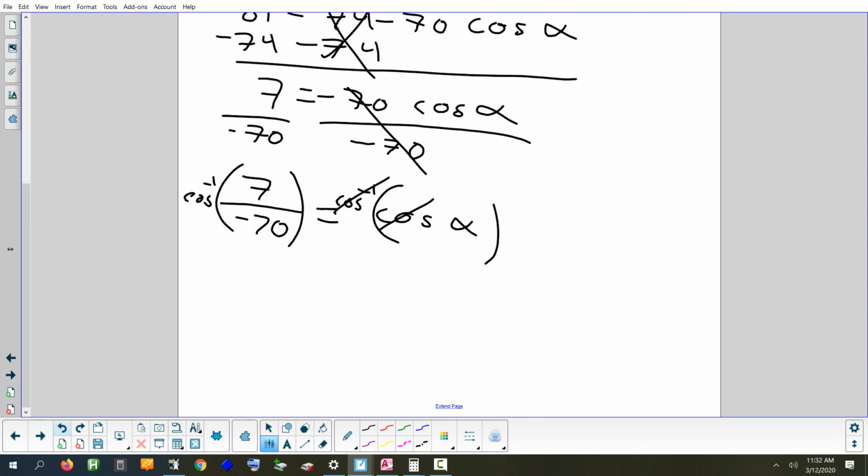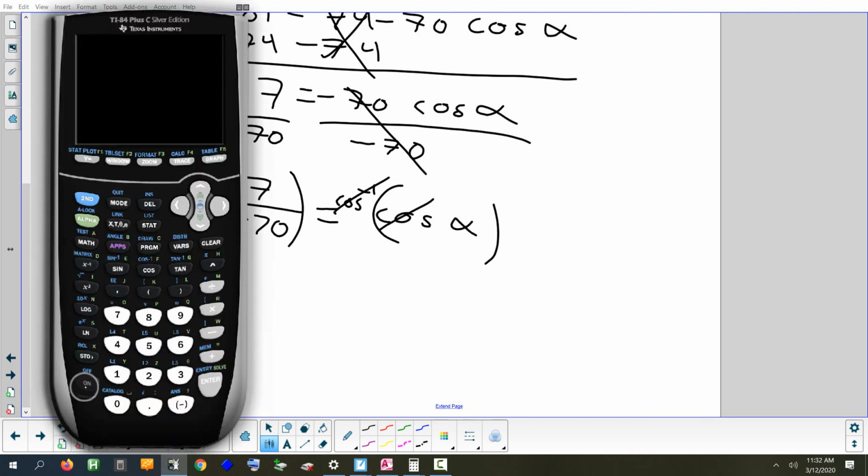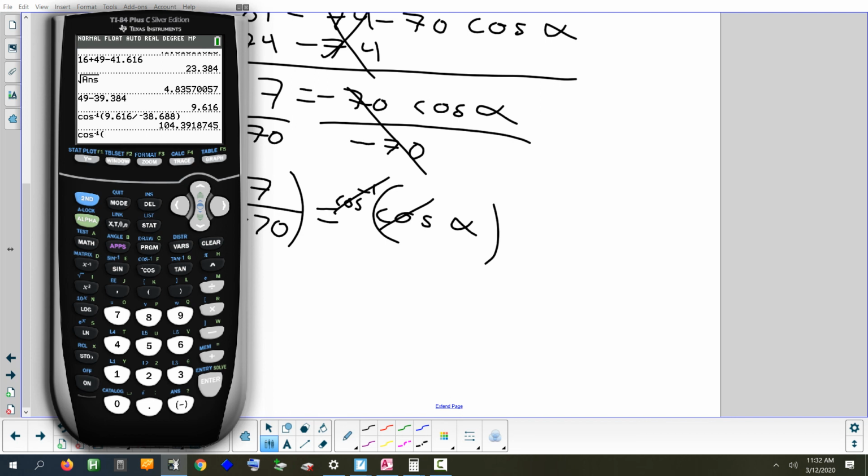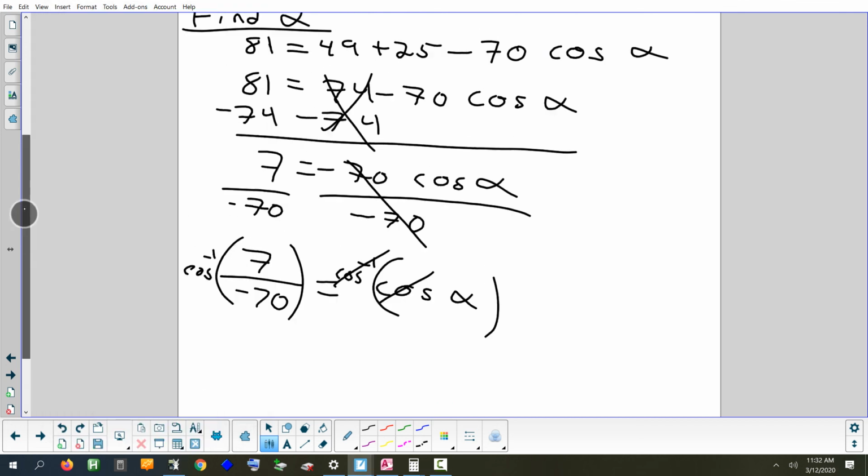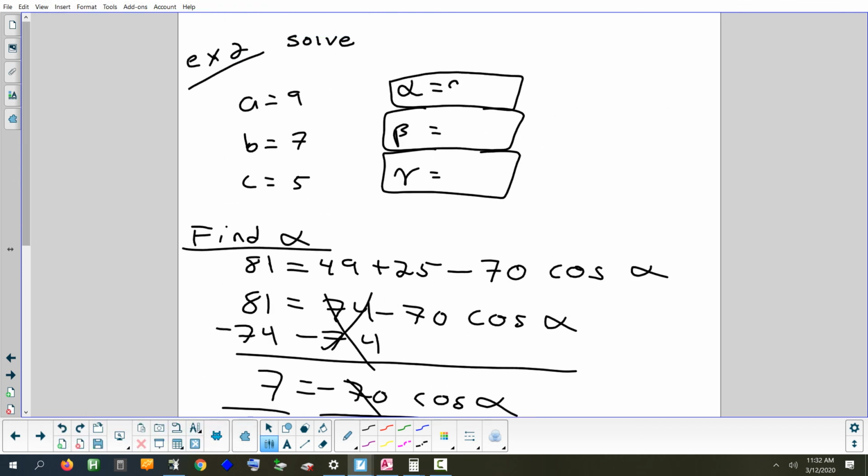Bigger number is in the bottom. When I say bigger, I mean if you divide this out, it's a fraction that's less than 1, right? Specifically, this one's negative. So inverse cosine of 7 over negative 70. Right, it's 95.739. And you'd have to do the same thing one more time for beta or gamma, and then you could add them up and subtract from 180.